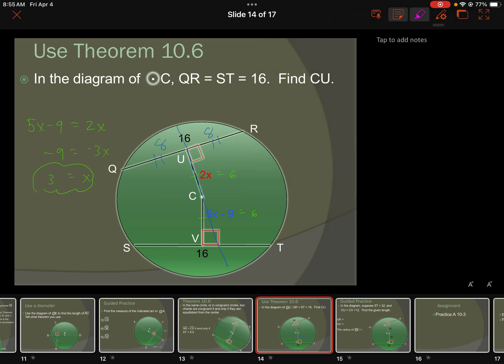I'm going to draw you my favorite shape. It's a triangle. We knew this was 6 and this was 8. That means we can find the radius right now. The radius of the circle is 10. See how cool that is?